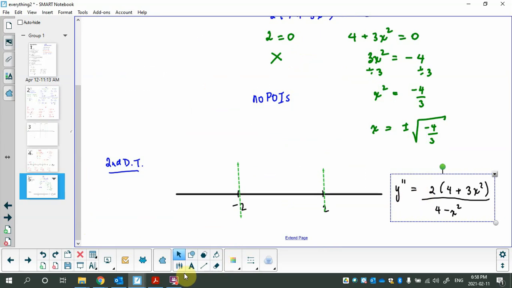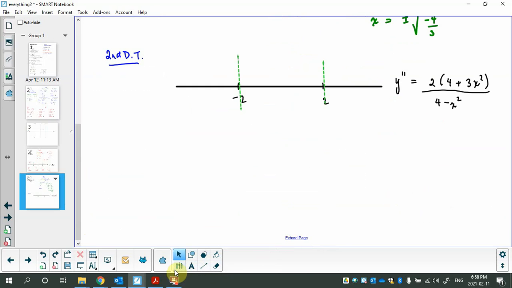So I only have 3 tests this time, which is kind of nice. Blue pen. I'm going to pick x equals -3. I'm going to pick x equals 0, and I'm going to pick x equals 3. And I'm going to put them into the second derivative because it's the second derivative test.